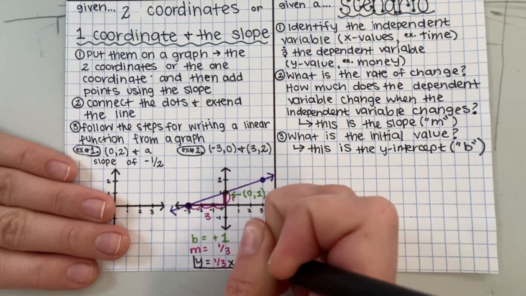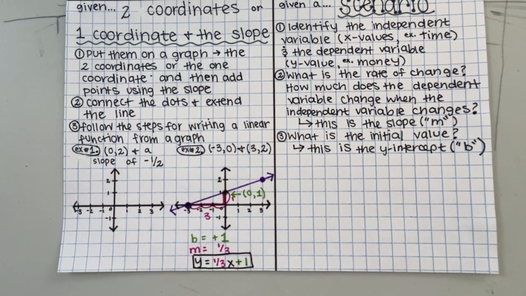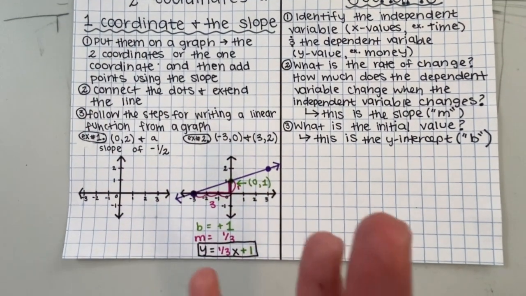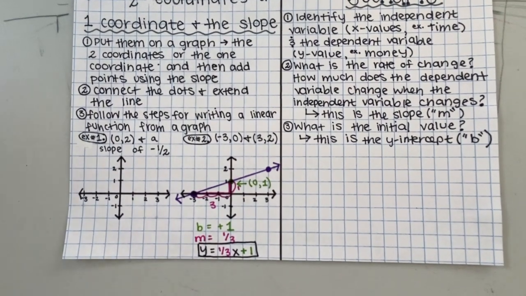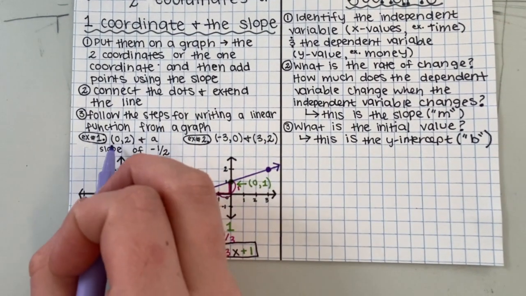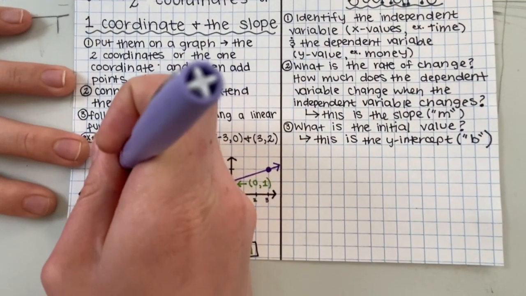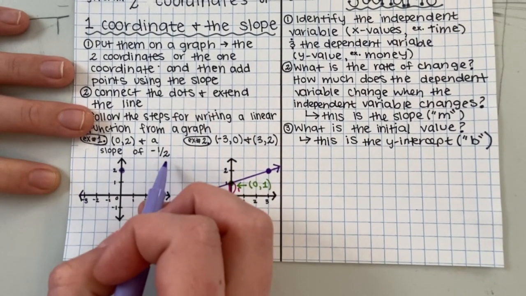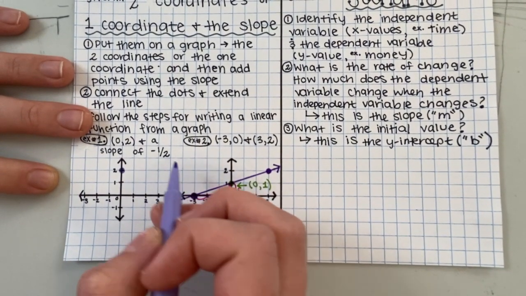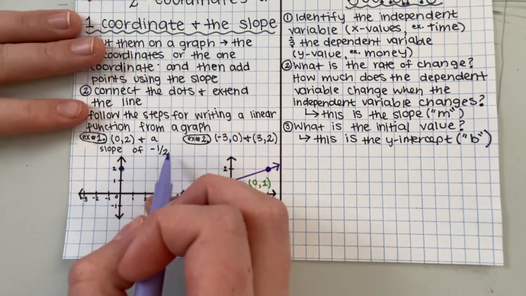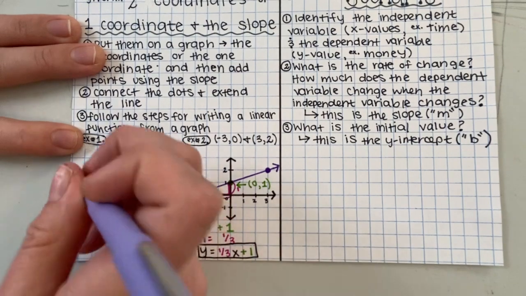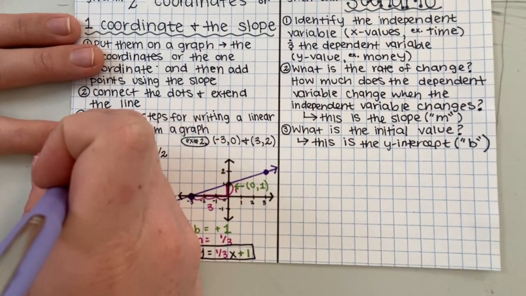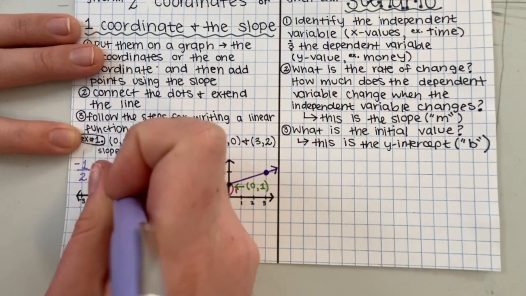It's going to be the exact same thing if we are given the slope and 1 coordinate, because all we're going to do in that case is follow these exact same steps. The only difference is how we start off making the graph. We are given the coordinate 0, 2. I'm going to plot that coordinate, and then I'm going to use my slope to continue my line. If my slope, and this is a little bit new, is negative 1/2, then I know my vertical change is down 1 and my horizontal change is right 2.